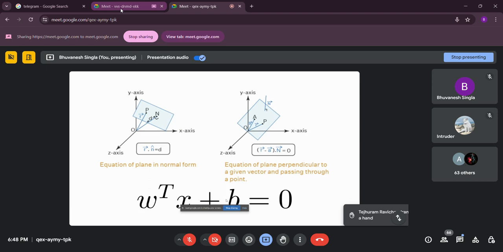And more interestingly, for any point not on the hyperplane, for some x value you give, you will get either something greater than 0 or less than 0. And that helps us in classifying. So anything greater than 0 is one class, and anything less than 0 would be another class for you.